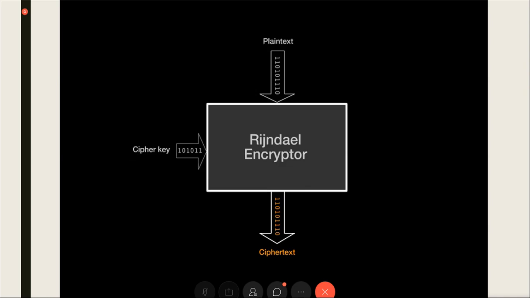Okay, so the key is the key factor of encryption algorithms.